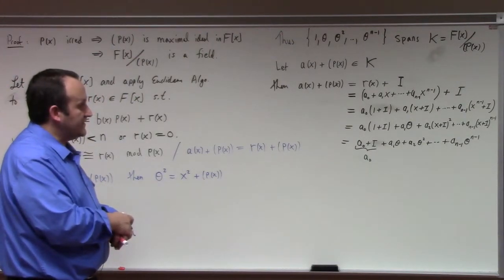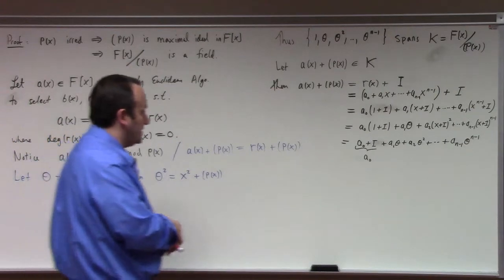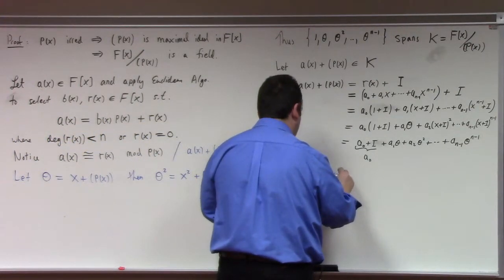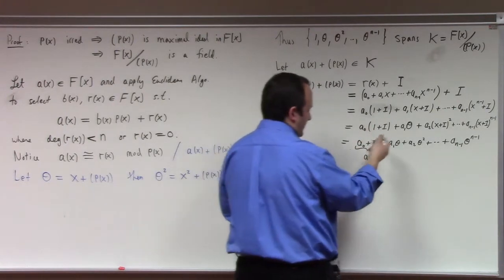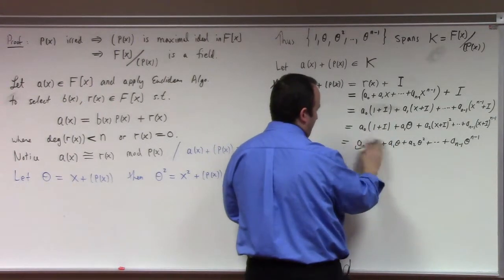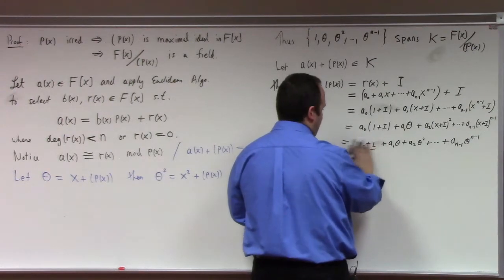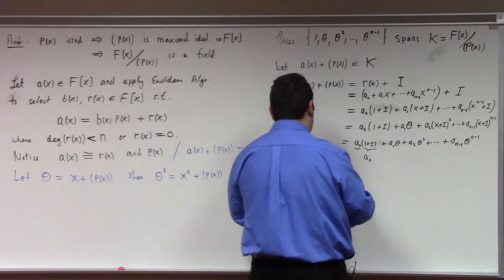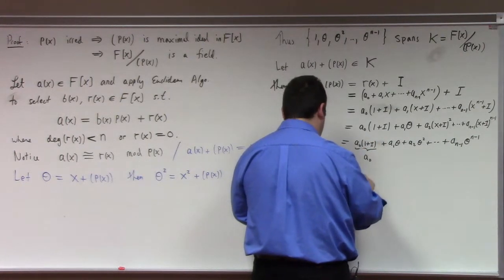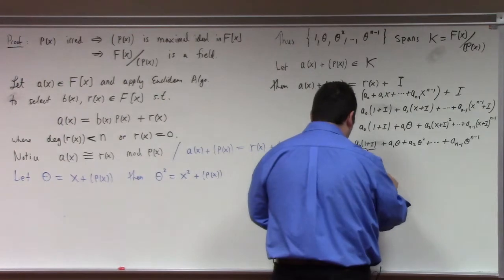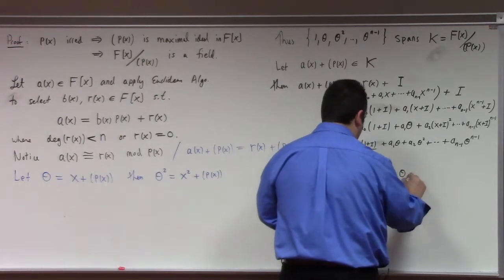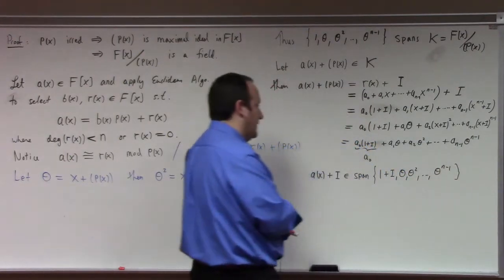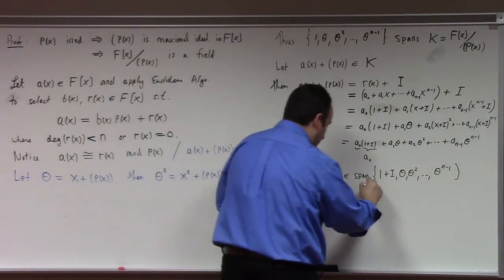We've just shown that a of x plus I, well, fine, don't leave it like that if you want. I can leave this as a0 times 1 plus I. I'll tell you what we've actually shown. We've shown that a of x plus I is an element of the span of 1 plus I, and then theta, theta squared, and so on up to theta to the n minus 1, and those are coefficients in F.